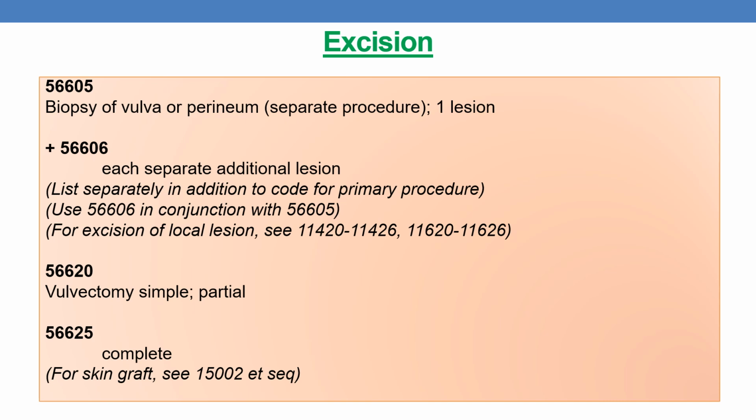Coming to excision CPTs, the first one is 56605, biopsy of vulva or perineum, one lesion. And this is an add-on code, plus 56606 for each additional lesion. Next CPT is 56620, vulvectomy simple. The definition of simple and partial we have discussed earlier. Vulvectomy simple and partial means the CPT is 56620. Vulvectomy complete means the CPT is 56625.